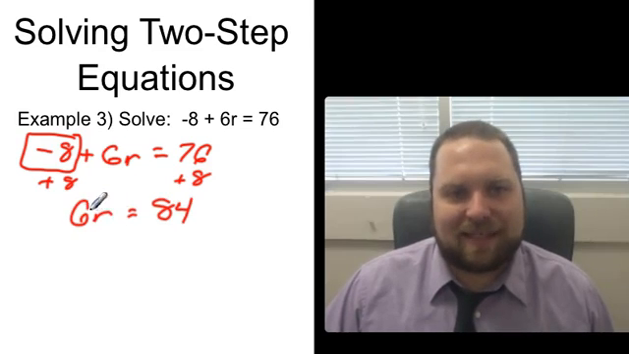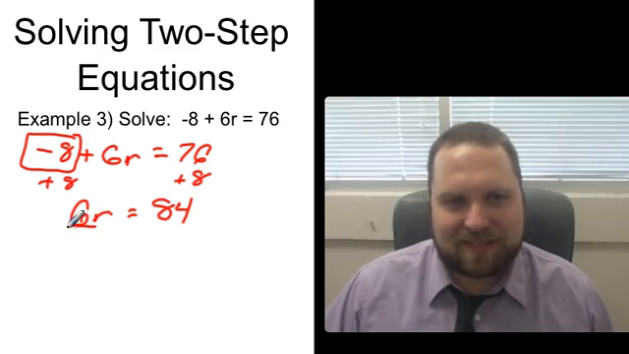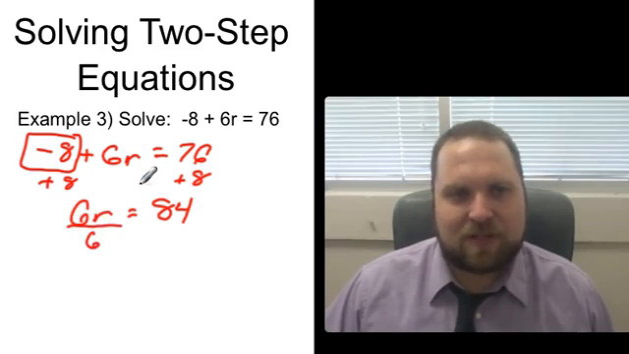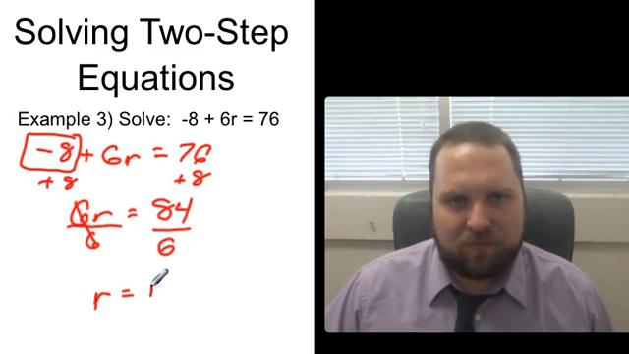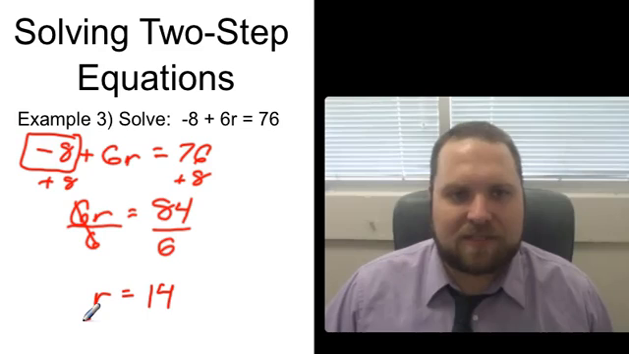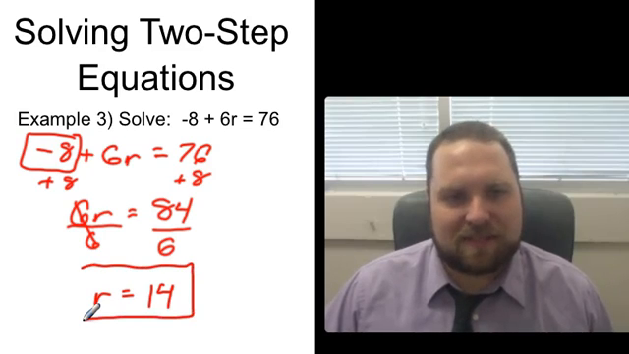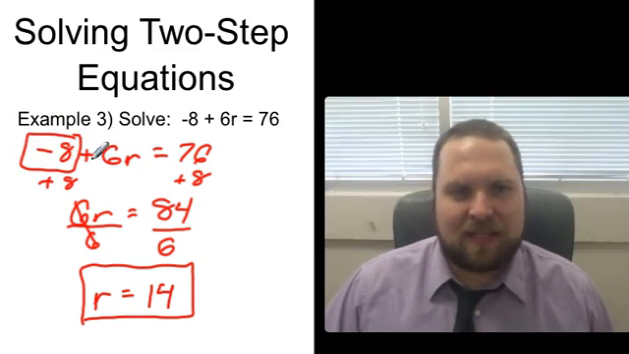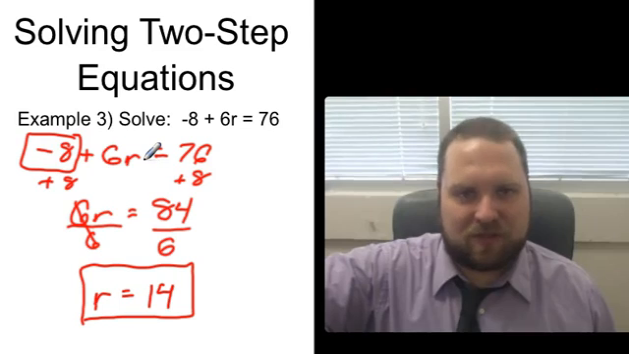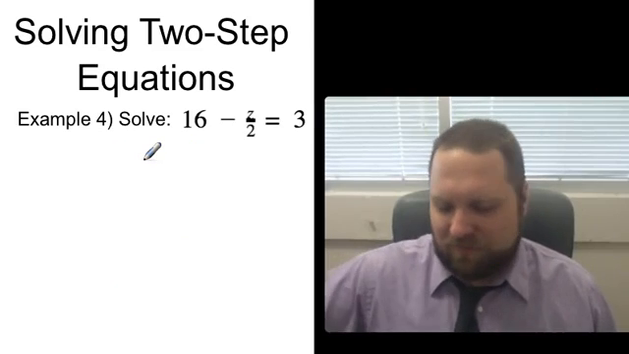Now, again, to isolate the variable, to get rid of the 6 that's with the r, we're multiplying 6 times r. The inverse operation is to divide both sides by 6. These cancel out, and r is going to be 14. And so now I've got my solution. I can substitute that back in to make sure I'm right, but again, all I did was undo the addition or subtraction first, and then undo the multiplication or division. So one final example.